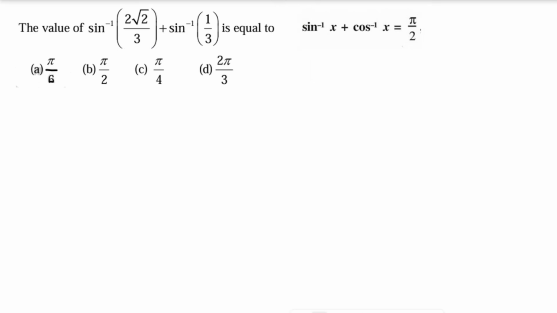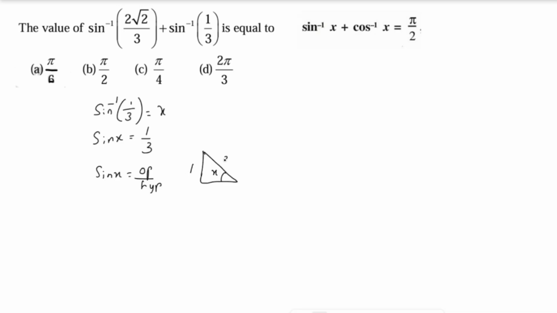So in the given equation, sin inverse of 2 root 2 by 3 plus sin inverse of 1 by 3 is given. So I'm going to consider sin inverse of 1 by 3 first. So I'll take sin inverse of 1 by 3 is equal to x. So sin x is equal to 1 by 3. You all know that sin x is equal to opposite by hypotenuse. By drawing a triangle, I'll consider these values. So this is x. For x, opposite side is this and the hypotenuse side is this.